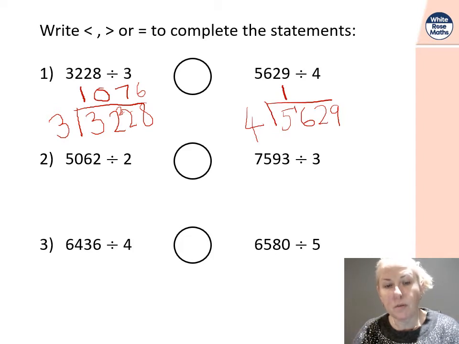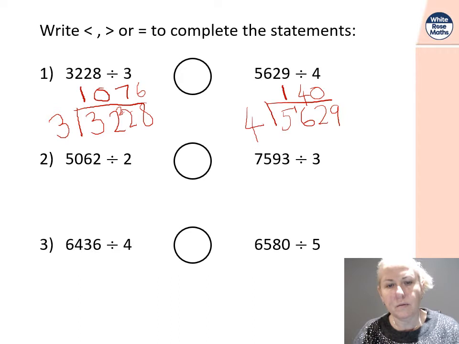And then how many groups of 4 can I make from 16? 4, 8, 12, 16. It's 4 with no carries. So already I can see actually this number is going to be bigger, isn't it? How many groups of 4 can I make from 2? 0. Remember to put your placeholder in. Then here I carry my 2.